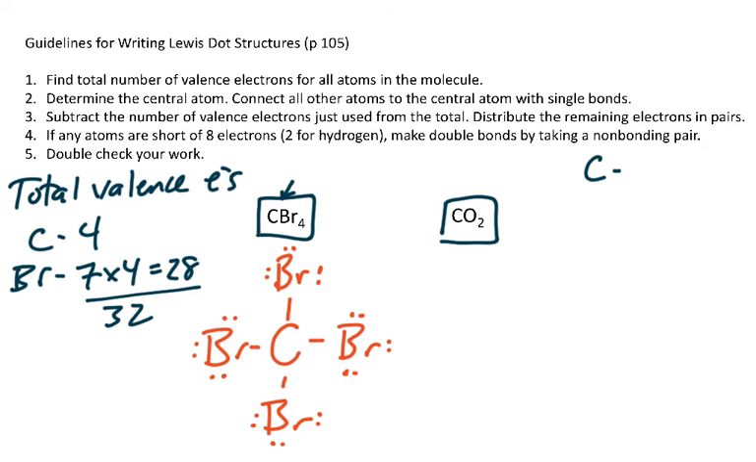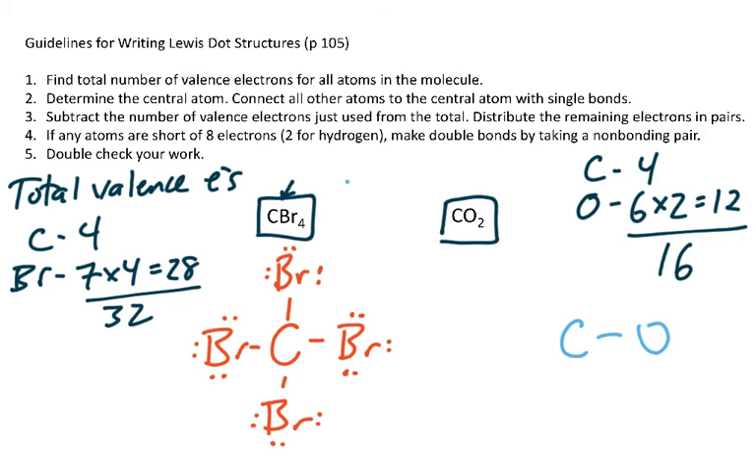So again, carbon has 4 and there is 1. Oxygen has 6 and there's 2. So 12 for oxygen, for a total of 16 electrons. Now, what do you think is the central atom? Probably carbon, the one that there's only one of. So we will put carbon in the middle, make single bonds to the other atoms.